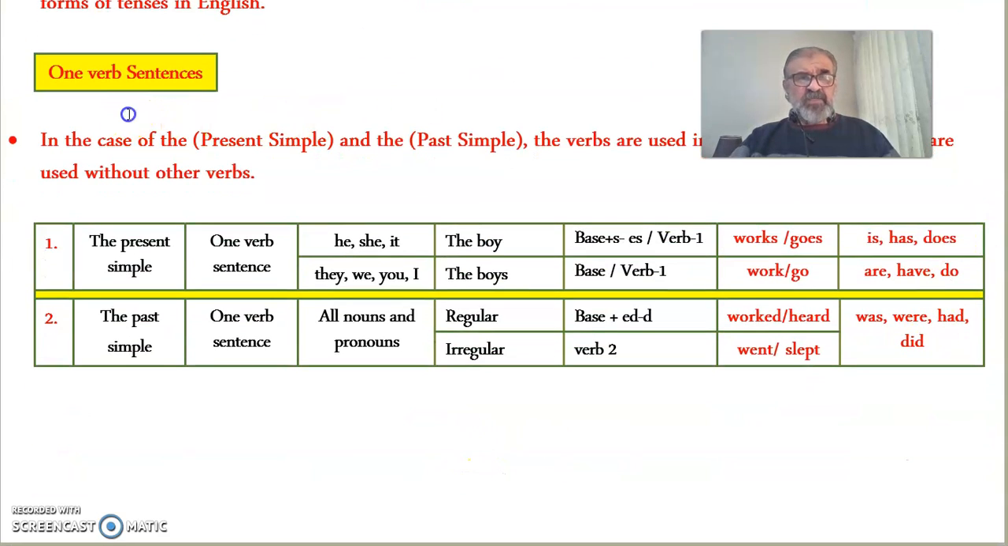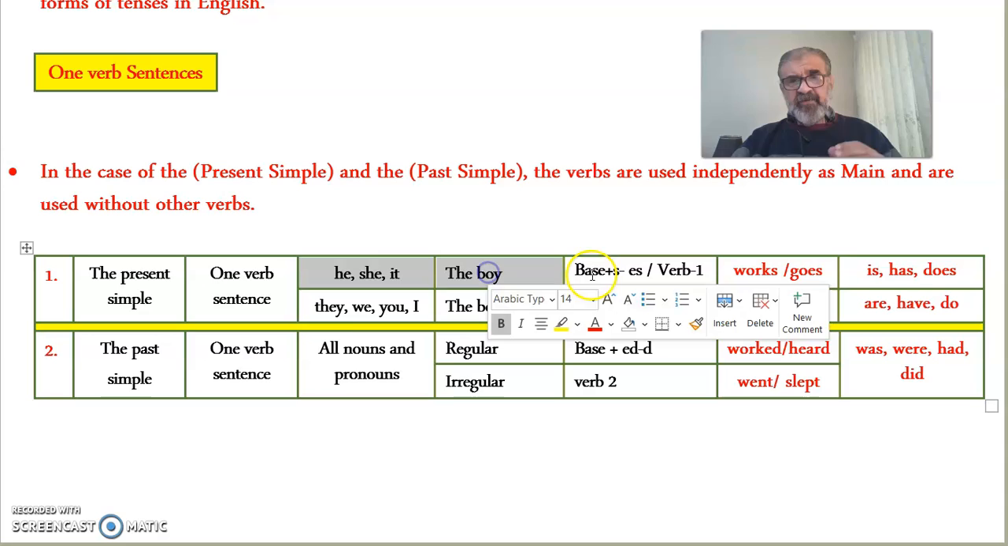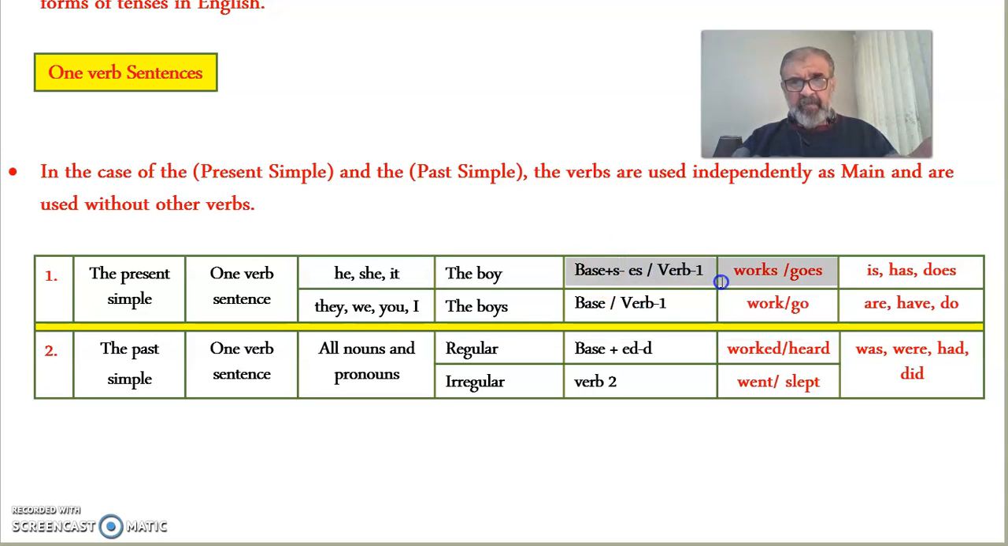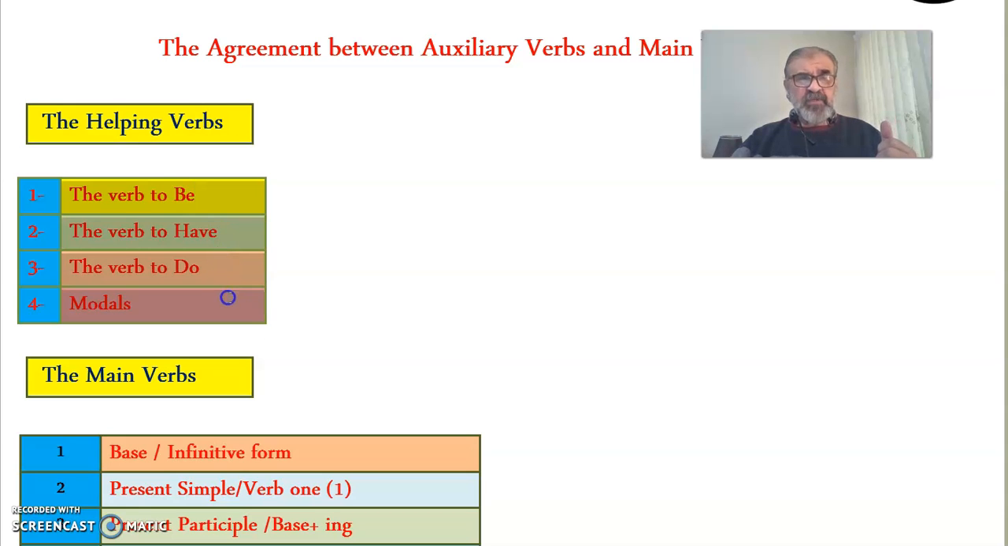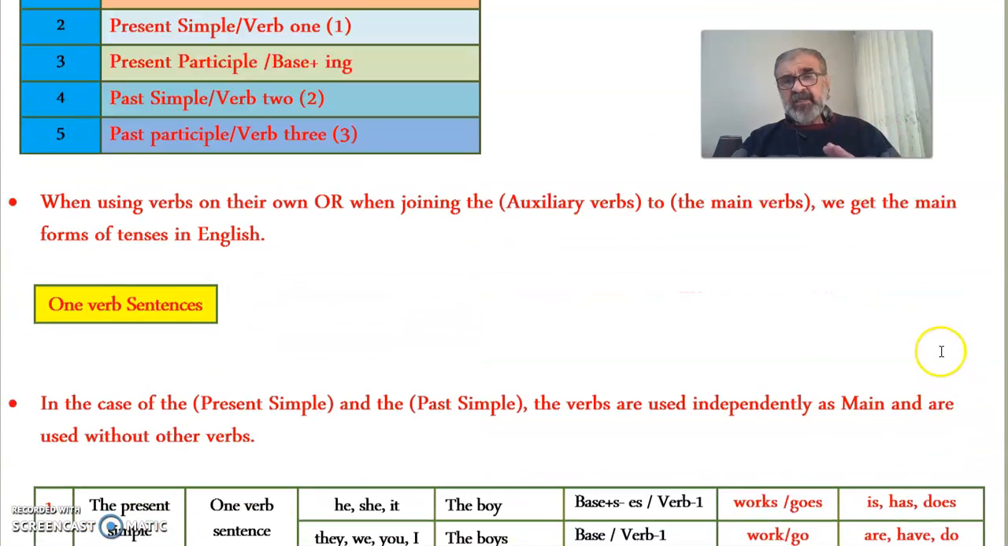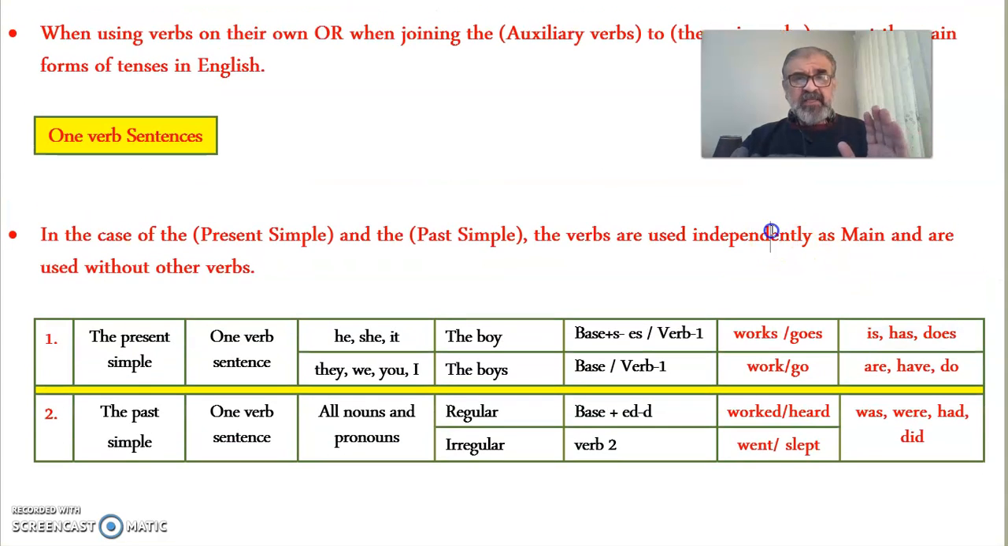Going back. Now, sentences which contain only one verb are either present simple or past simple, okay? Now, going to the pronouns he, she, and it with the present simple, or the boy as singular, you remember that the verb should end with an S or ES, that's verb 1: works, goes. And if we are referring to the helping verbs, the verb to be, the verb to have, the verb to do, in this case we are using these verbs as main verbs, the only verbs in the sentence. We are using them independently. If you remember, we have taken examples of these sentences in our previous tutorial. So my advice to you is to go back and watch the tutorial again.